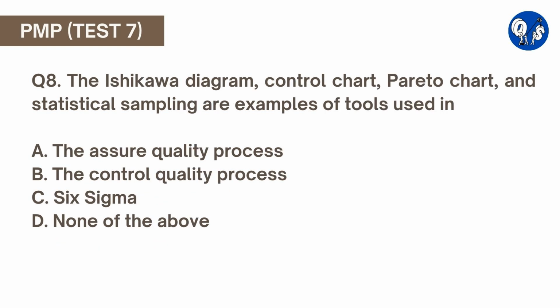Question number 8. The Ishikawa diagram, control chart, Pareto chart, and statistical sampling are examples of tools used in A. the assure quality process, B. the control quality process, C. Six Sigma, D. none of the above. Here option B is correct. The Ishikawa diagram, control chart, Pareto chart and statistical sampling are examples of basic tools of the control quality process.